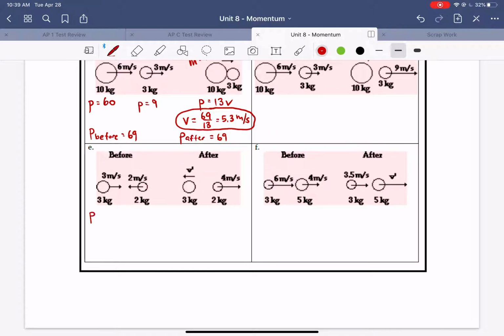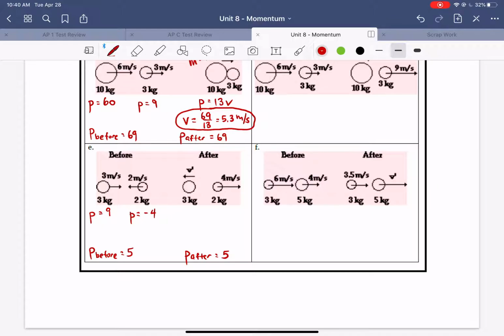But I can say the momentum of this first object is 3 times 3, so that's 9 kilogram meters per second. The momentum for the second one, be careful, this is mass of 2 and a velocity of -2. So the momentum here is -4 kilogram meters per second. It's negative because the object is moving to the left in this case, not to the right. So the total momentum before the collision, 9 minus 4, so that's 5 kilogram meters per second, which means that the momentum after the collision is also 5.